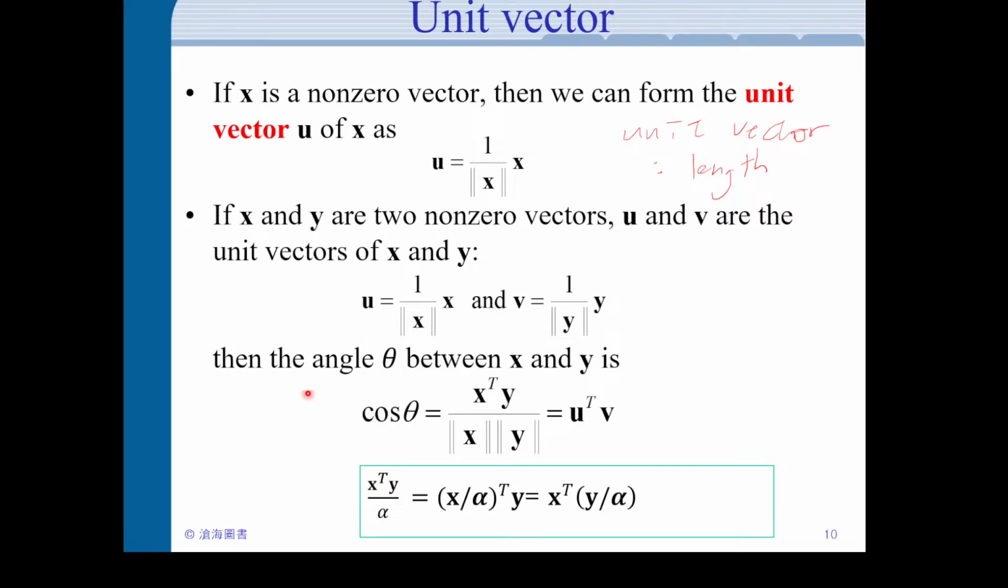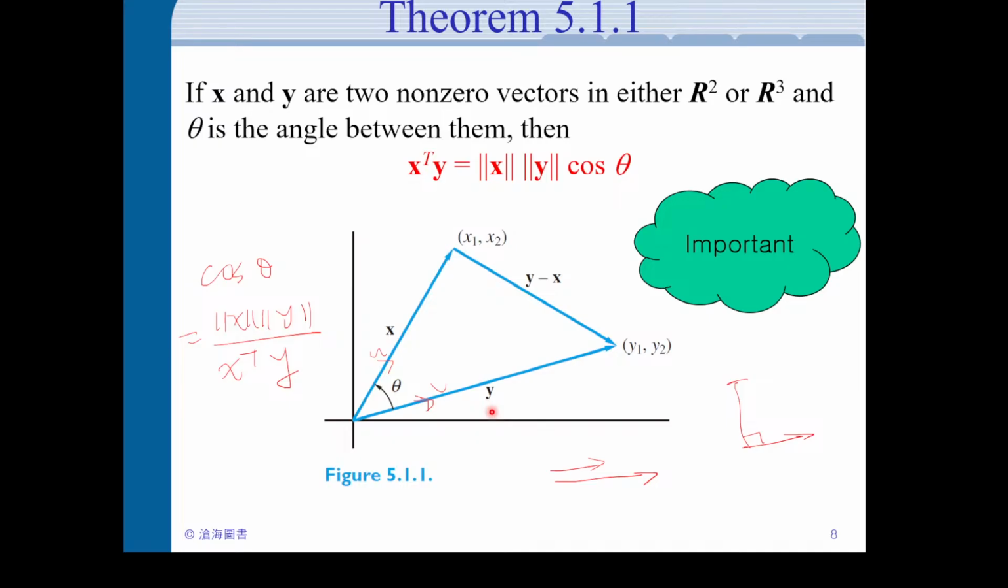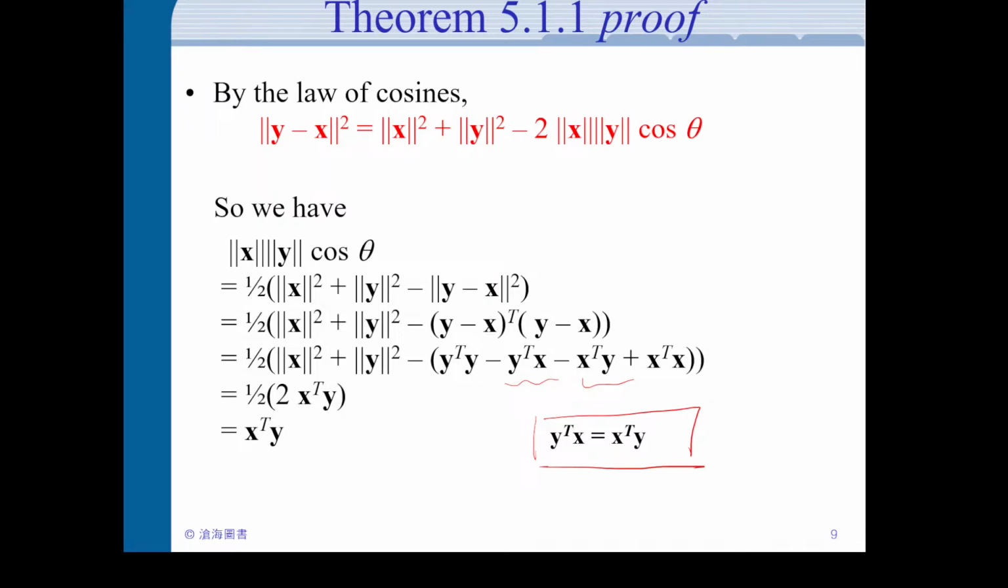Then the angle cosine theta between x and y will be the inner product between those two unit vectors, u inner product with v, or u transpose v. That's because cosine theta, as we say, is x inner product with y divided by length x, length y. Sorry, I have the wrong writing. So cosine theta is equal to x inner product with y divided by length x, length y.